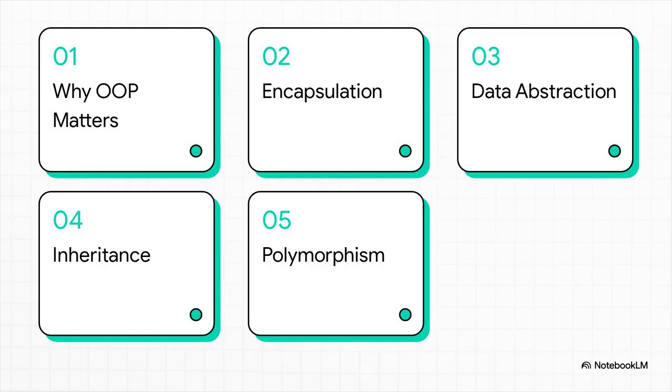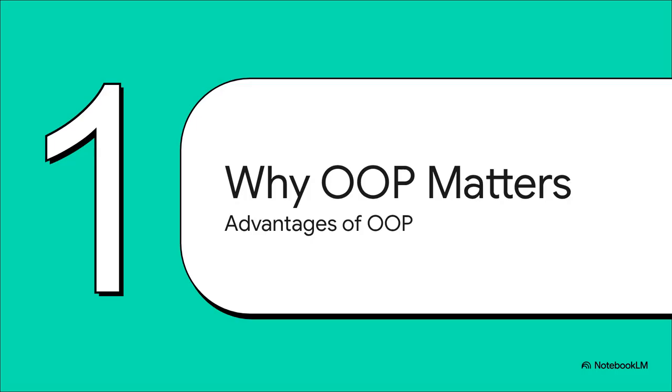Here's our game plan for today's session. We're going to cover why OOP matters, unpacking encapsulation, grasping data abstraction, understanding inheritance, and finally, decoding polymorphism. To keep you on your toes, we'll do some rapid-fire mini-quizzes along the way to really test your retention. All right, let's jump right into Section 1, why OOP matters.